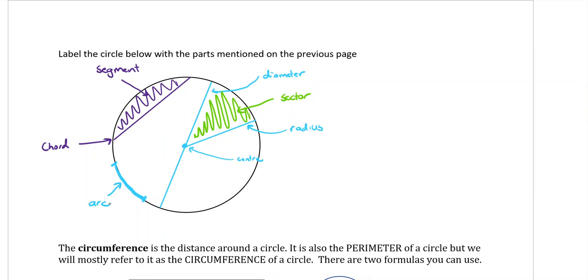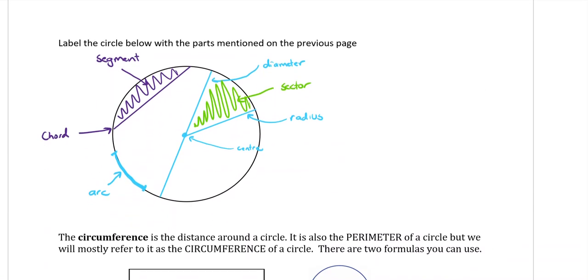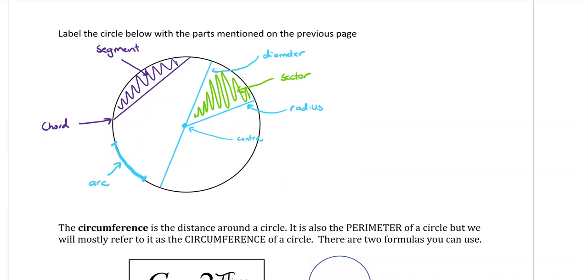So you need to know all those bits. What about the concentric circles? Oh, yeah, you're right. That's going to make a big mess of my diagram, isn't it? Maybe I'll draw it over here on the side. So the concentric circles would be multiple circles inside each other, like that.